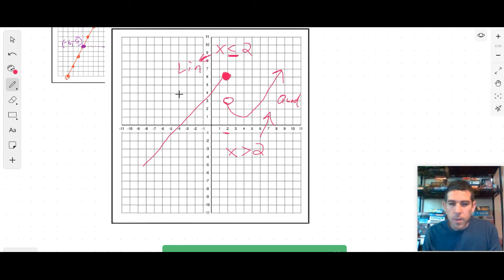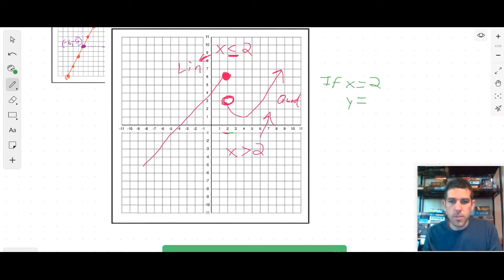But I didn't put an equal to sign below the greater than sign because of that open circle. Open circle means greater than or less than, but not equal to. Now, the reason that's going to be important is, what if I asked you to evaluate if x equals 2? If x equals 2, what y value should we use?